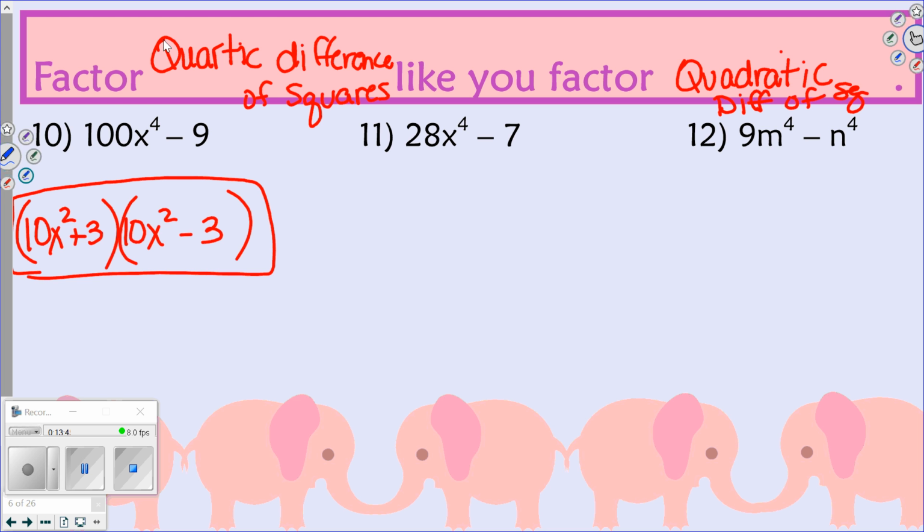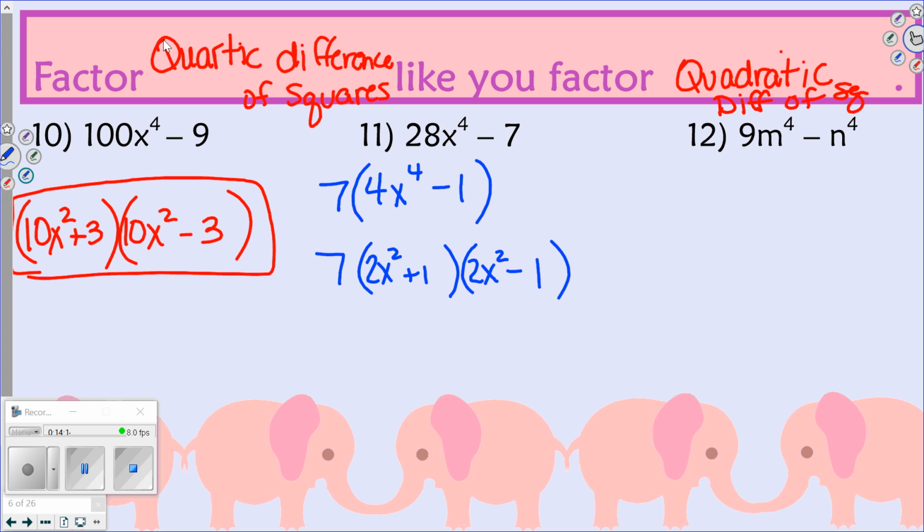All right, number 11, GCF? 7. Right, the obvious. We don't think of the easy stuff, right? So that'll give me 4x to the fourth minus 1. Yeah, now they're both squares. So how does that one break apart? Good. You could have written the minus first. Ooh, does that one keep going? No, it's got a 2 on there. 2 is not a perfect square.